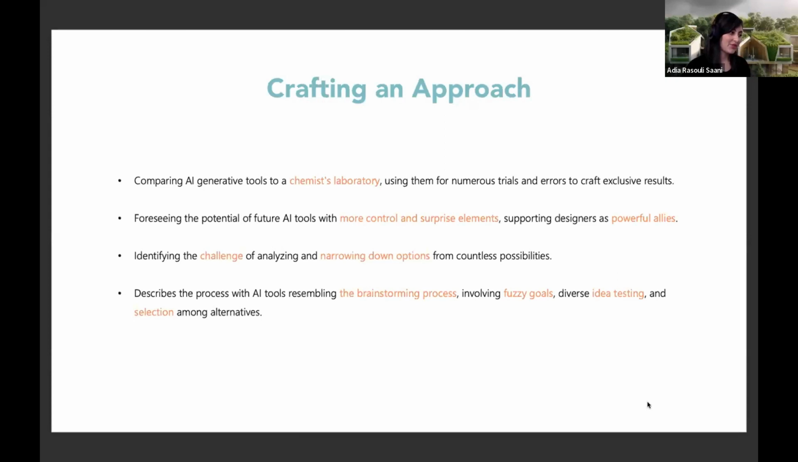So what is the challenge? I believe the time-consuming challenge that arises here is the process of narrowing down options in which you need to analyze carefully each result and choose among unlimited possibilities. That's why I think the process we go through with these tools looks a lot like visualizing the brainstorming process. It has all the characteristics. You have a fuzzy goal, meaning you know where you want to go, what you want, but not exactly sure how you want it. And you test so many different ideas, and at the end, you need to select among so many alternatives and narrow down your options.